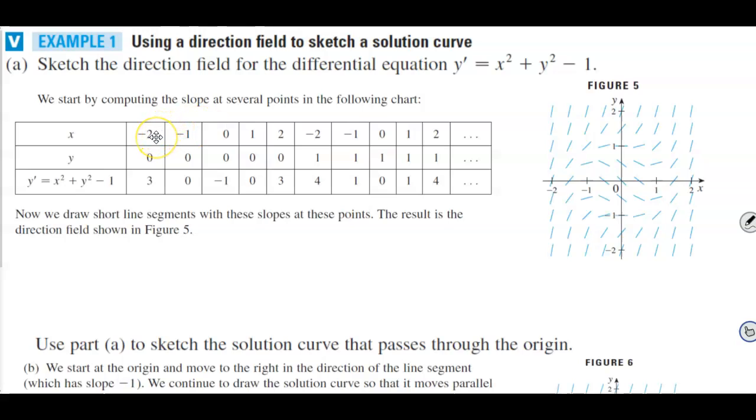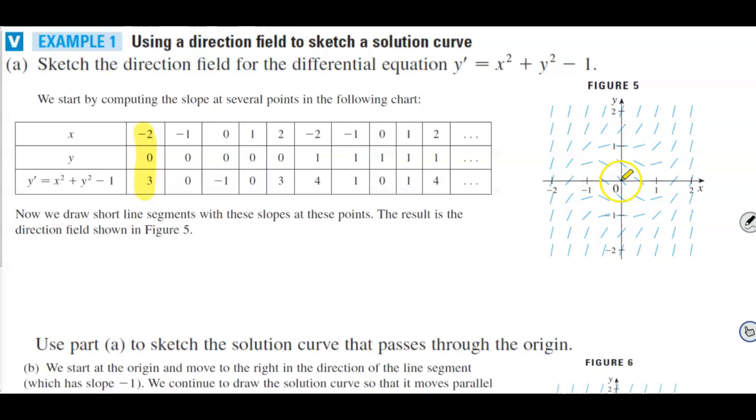If we substitute x to be -2 and y to be 0, we're going to get 4 plus 0 minus 1, which gives you 3. So I'm going to concentrate on that first point. I'm going to highlight this, and you can see that with the points -2 and 0, we end up getting a slope of 3.